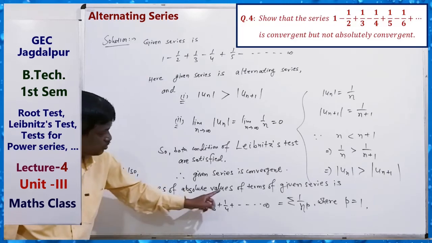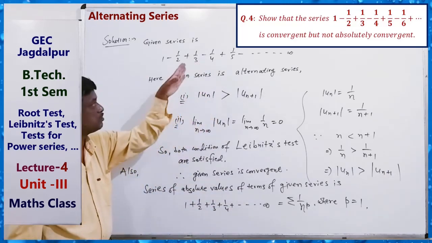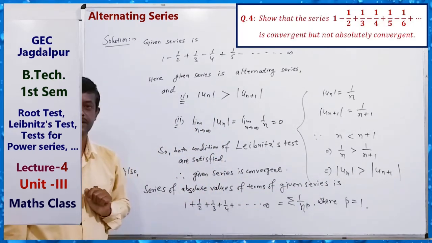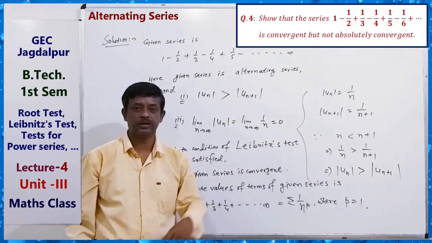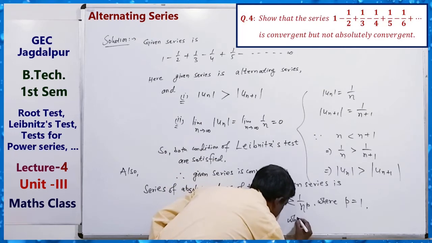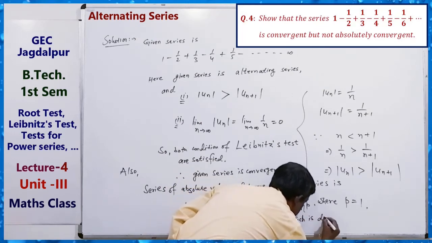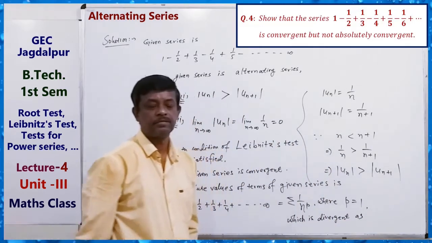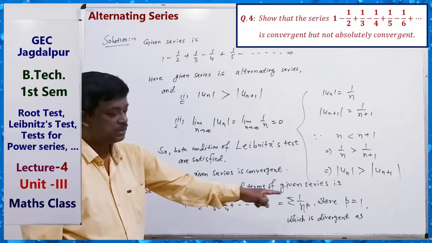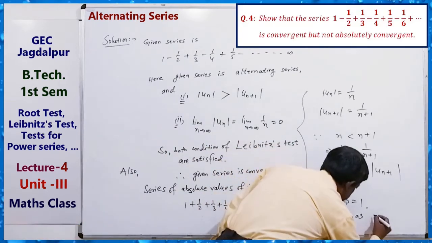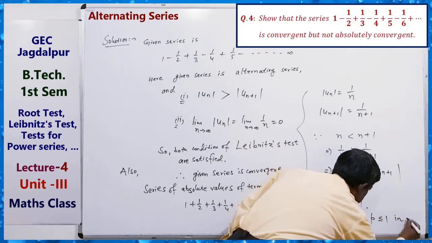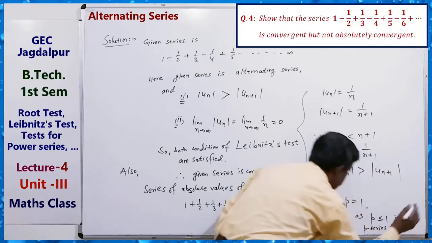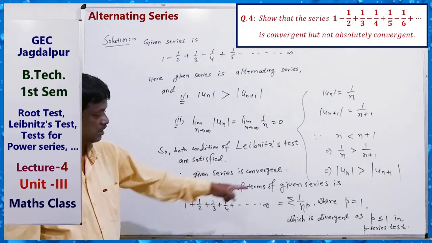Also, the series of absolute values of terms of the given series is summation 1 by n to the power p, where p equals 1, which is divergent, as p is less than or equal to 1 in the p-series test. If p is less than or equal to 1, then it is divergent.